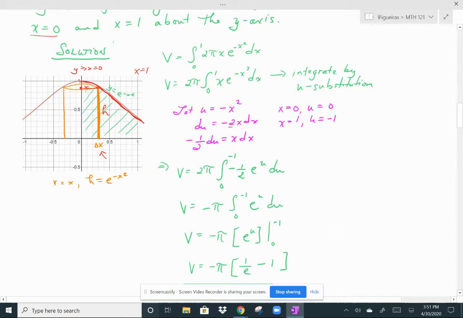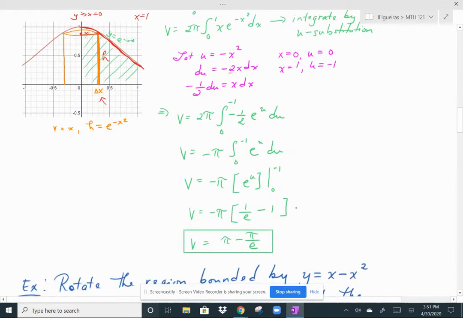Substitute in your upper limit first. So e to the negative 1 is the same as 1 over e, and e to the 0 is the same as 1. So that's why you see that second to last line. And in the last line, I distributed the negative pi and just wrote the positive term first. So negative pi times negative 1 is pi, so that went first. And negative pi times 1 over e is minus pi over e, giving you your volume.